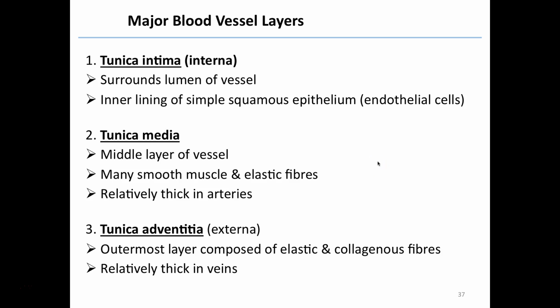So we're going to talk about the different layers associated with the blood vessels. The tunica intima, also called the tunica interna. These names are provided because various textbooks may use a version of these. Some may use the word intima, some may use the word interna, so it's just for you to be familiar with the variety of terms that could be used for the same feature. The tunica intima surrounds the lumen of the vessel. It's the inner lining of simple squamous epithelium, so really it's a series of endothelial cells. And this will be important later on when we talk about capillaries.